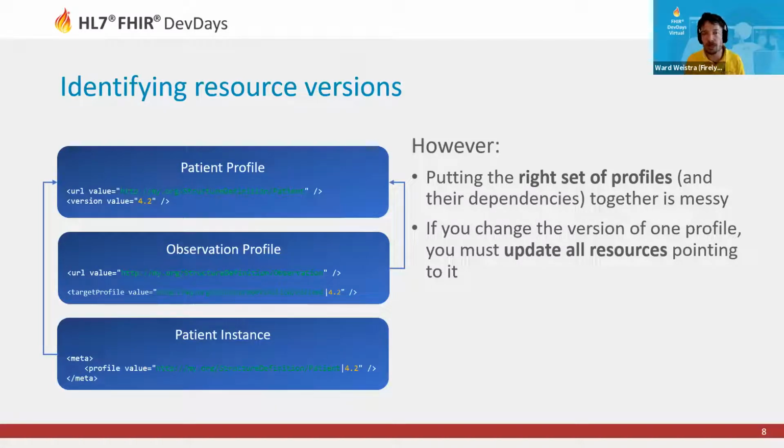For example, it will be quite hard to put the right set of profiles together. You'll need to figure out, okay, version 1.2 of the patient profile goes with version 1.3 of the observation profile because we made more changes to that, etc. So you need to put all these things together. And secondly, if we, for example, in this case, would only change the version number within the patient profile, we also need to change all the other resources that point to it. So when we're just making one change in this profile, we have a cascading set of changes to all the instances and all the other profiles that refer to it.